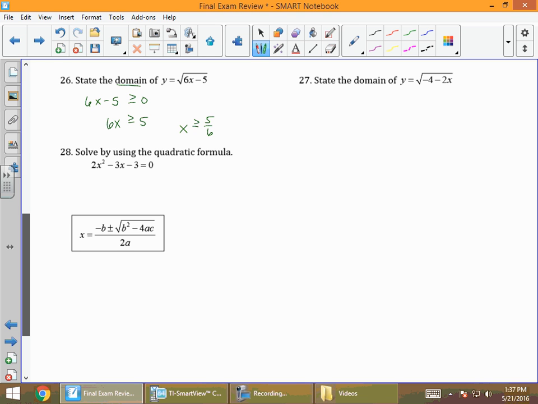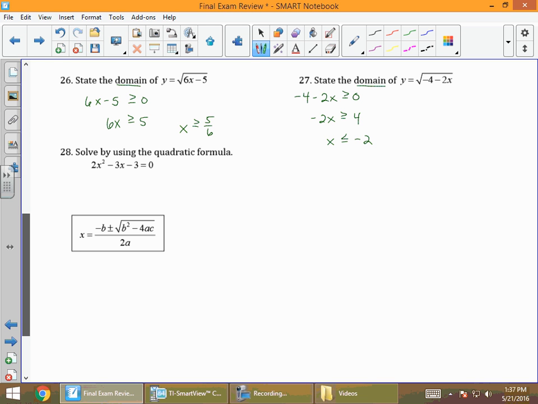Number 27, find the domain again of a radical. That's fine. The radical of this, negative 4 minus 2x, has to be greater than or equal to 0. Add 4 to both sides. Negative 2x is greater than or equal to 4. Divide by a negative. Dividing by a negative 2 switches your sign, anytime you divide by a negative. 4 divided by negative 2 is negative 2. So x is less than or equal to negative 2.